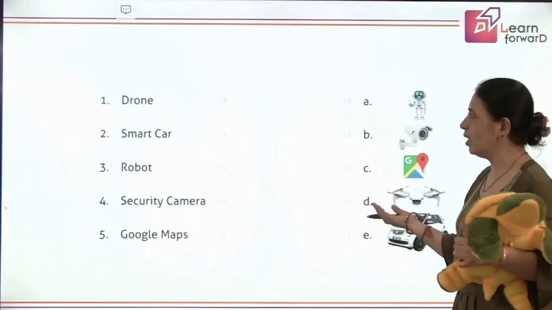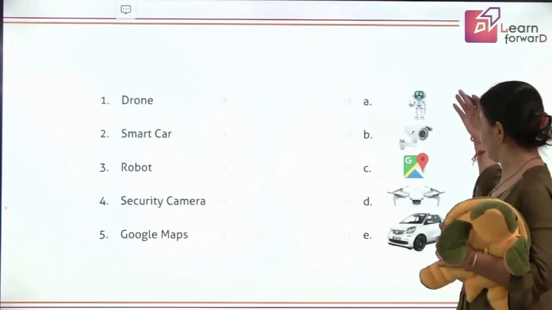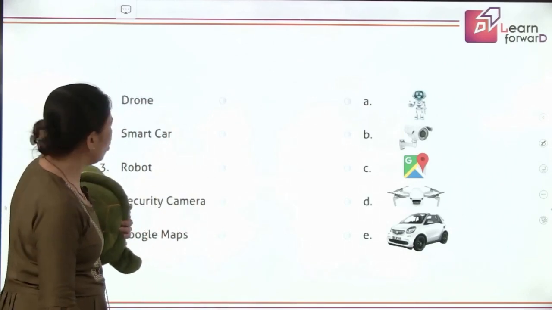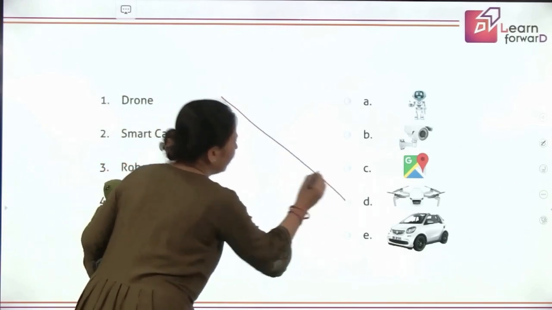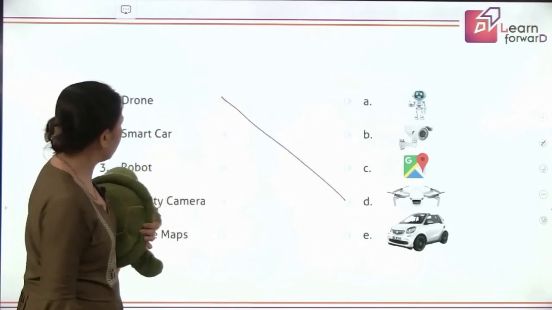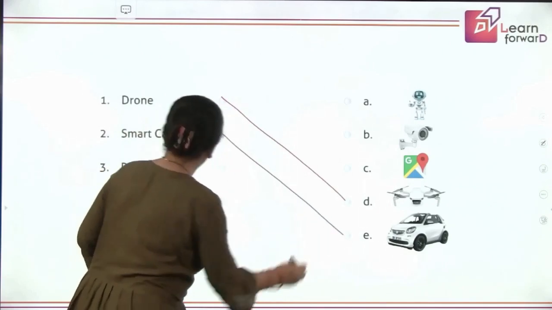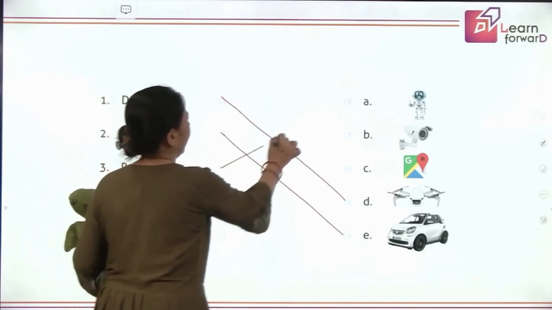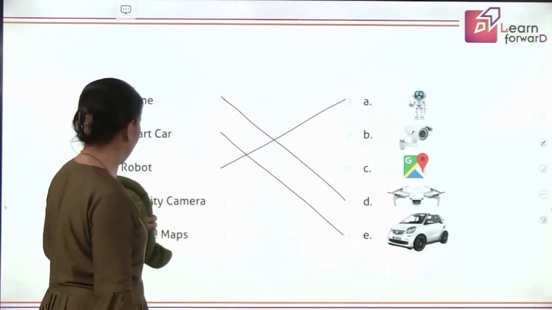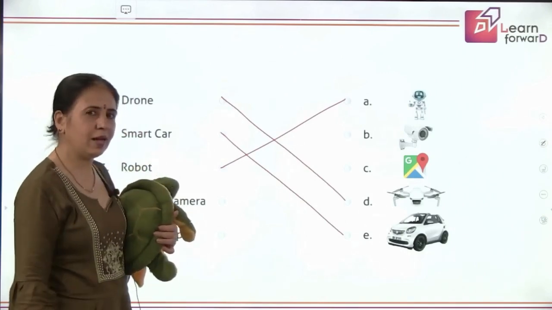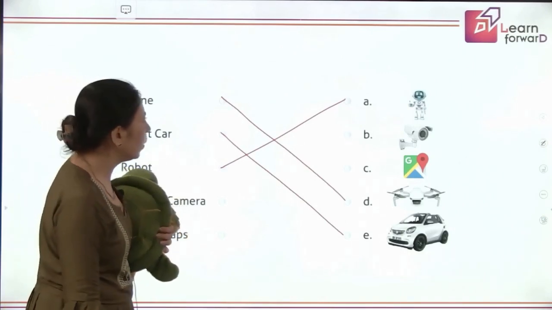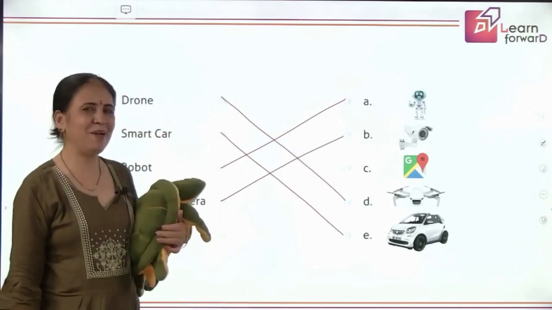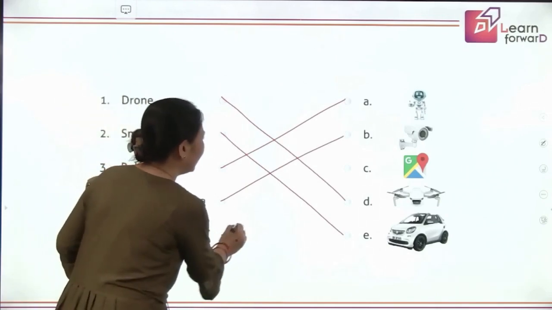Now, let's match them and see. Most of the things you know what they are. Come on. Drone. Could you find the drone? Good. Drone is here. And then smart car. It's here for you. Robots. Where are the robots? Could you see the robot? Yes, it's at location A. Very good. I could hear you saying A. And what about the security camera? It's B. Okay, okay, okay. Let me check. Yes, wonderful. And Google Maps, you perfectly said it is part C.